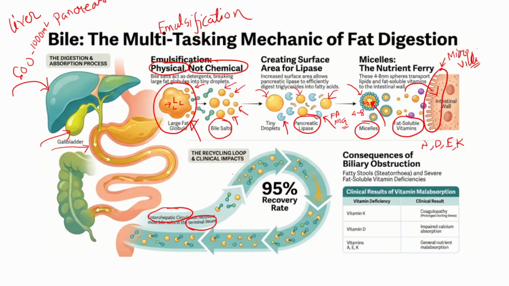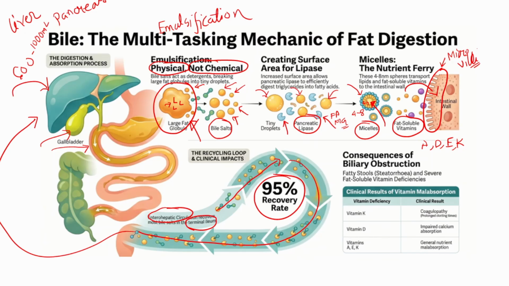From the ileum, these salts travel through the portal vein. This is the progression of the travel. The bile salts, as we were saying, travel through the portal vein back to the liver to be integrated into bile again. This recycling system operates at a 95% recovery rate per cycle, meaning only 5% is lost in feces, which is regularly replenished by new synthesis in the liver. If this pathway is interrupted, we observe the severe consequences of biliary obstruction, leading to fat malabsorption, fatty stools known as steatorrhea, and severe fat-soluble vitamin deficiencies.